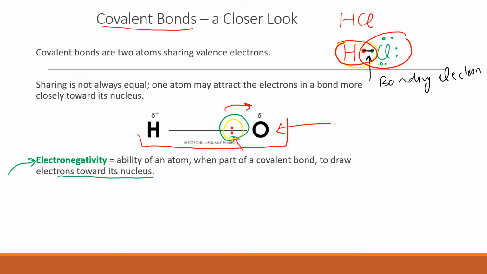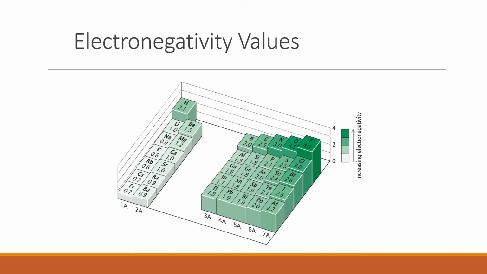All elements in periodic table have electronegativity values. Higher electronegativity value means that that particular atom has more tendency or more ability to attract the shared pair of electrons towards its nucleus. This table shows us the electronegativity values of main group elements. The values of electronegativity vary from 0 to 4. The highest value belongs to fluorine and it has value of 4.0.